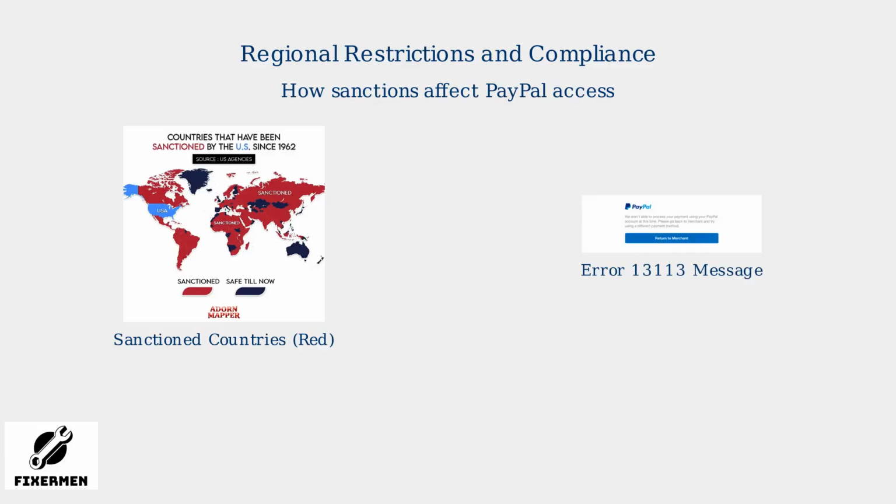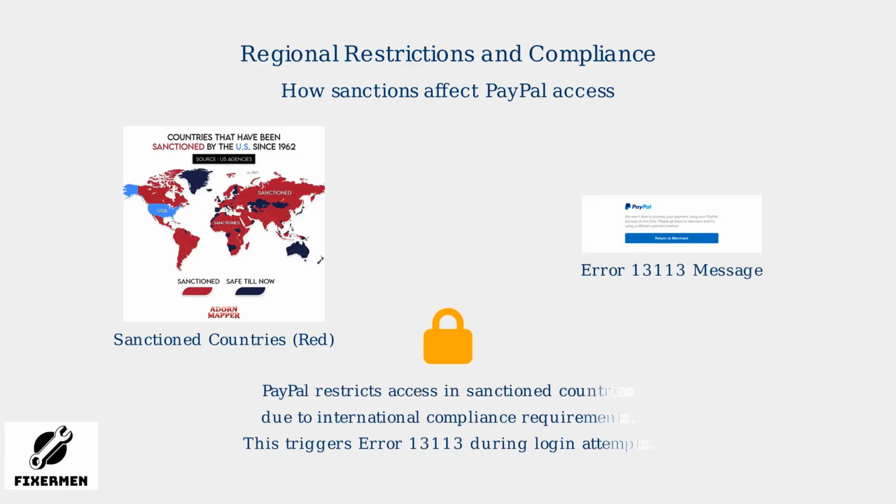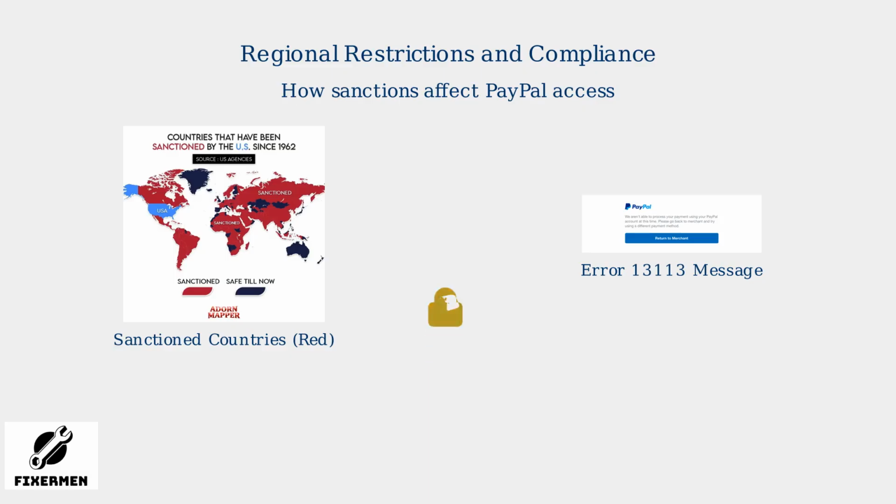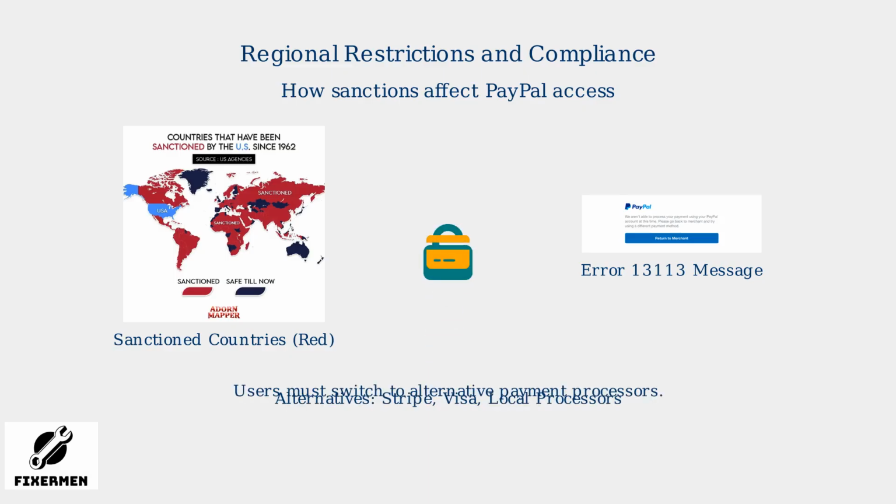When users in sanctioned countries attempt to log in, PayPal's compliance checks trigger authentication failures, resulting in error 13113. The lock icon represents these restrictions. To resolve this, users need to switch to alternative payment processors like Stripe or Visa, which may have different regional policies. This ensures continued access to payment services while navigating geopolitical compliance challenges.